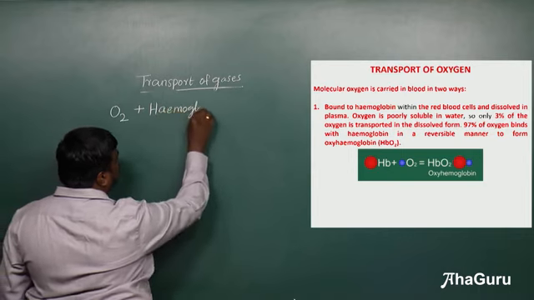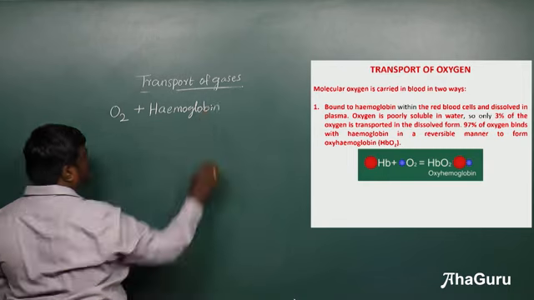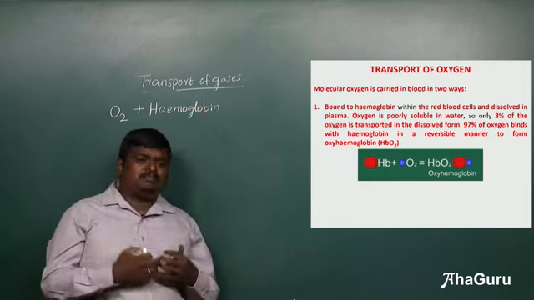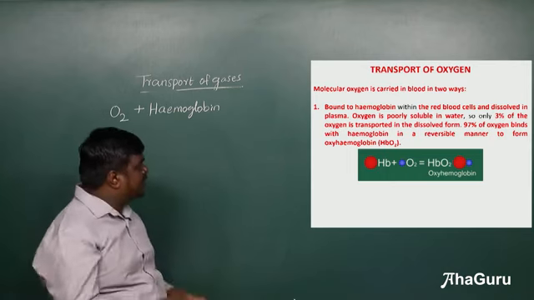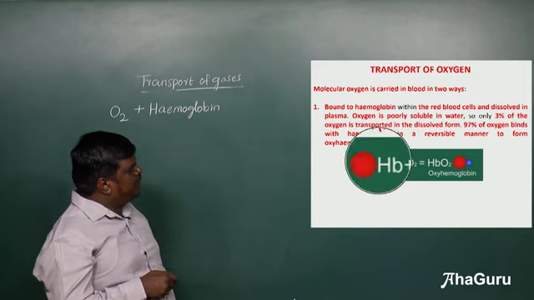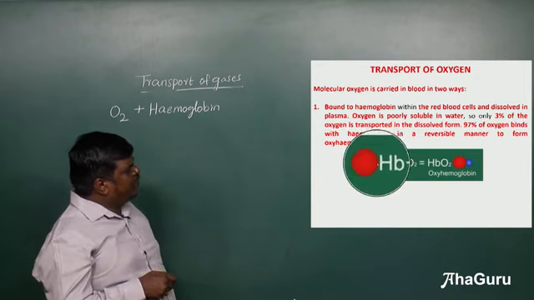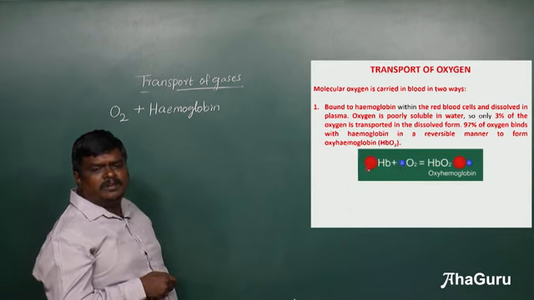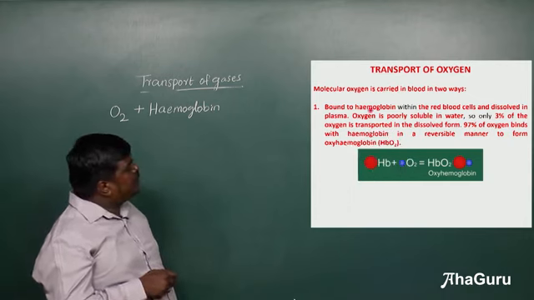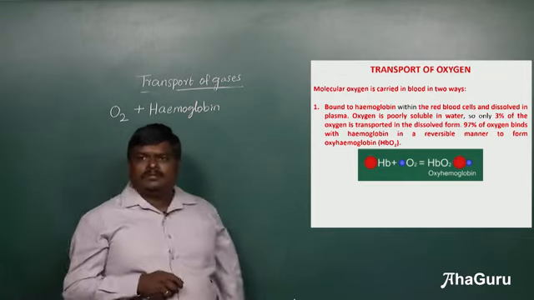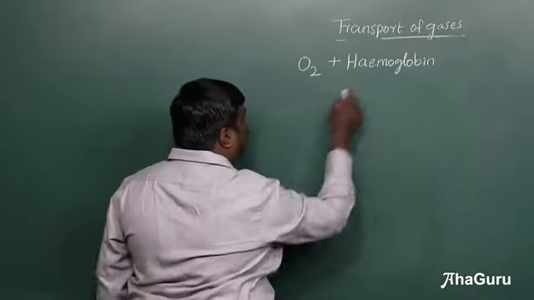What is this hemoglobin? Hemoglobin is a respiratory pigment which is present in the red blood cells. You can see that this is the RBC. The red blood cells in the blood contain hemoglobin. The short form is Hb. Always the oxygen combines with hemoglobin.